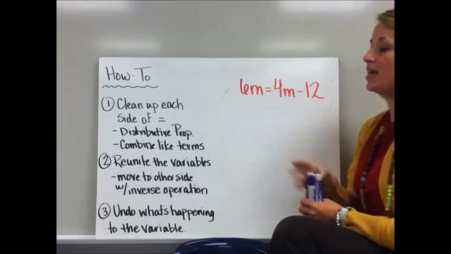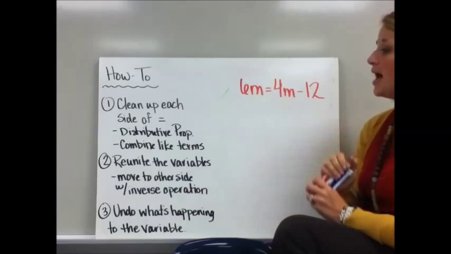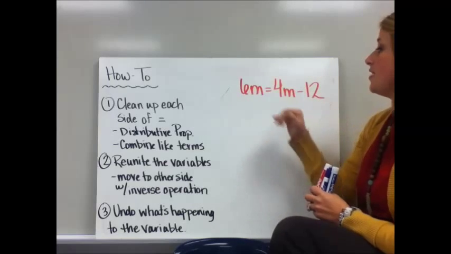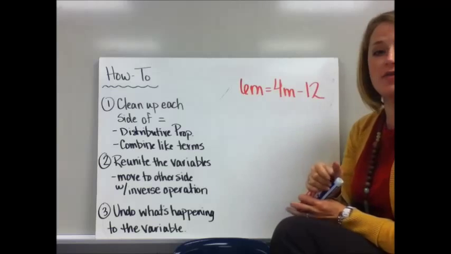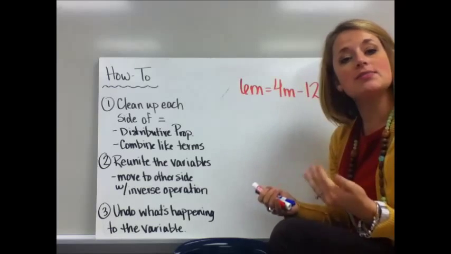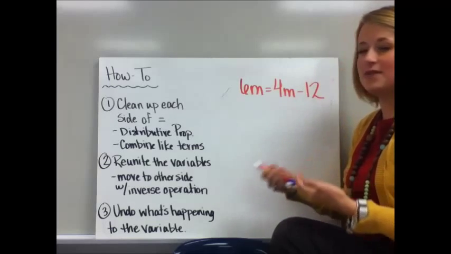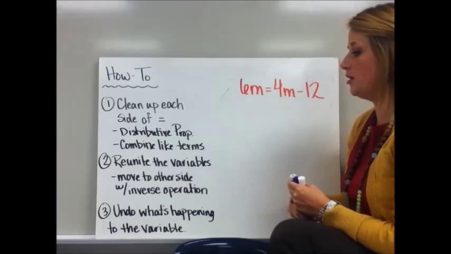If we take a look at the given equation, both sides are cleaned up. 6m is simplified. 4m minus 12 is simplified. So that's not always something that you're going to have to do. It's an if necessary thing that you will want to do.